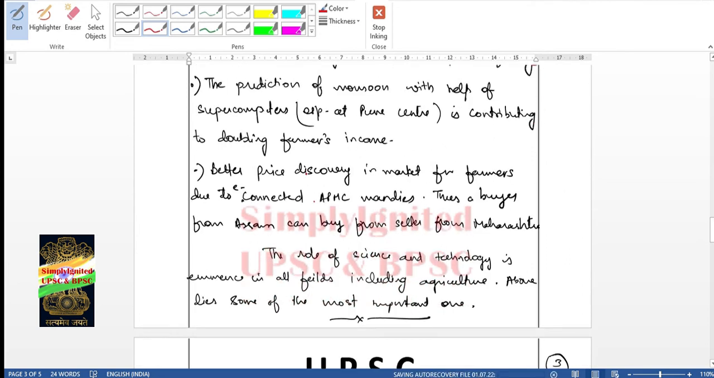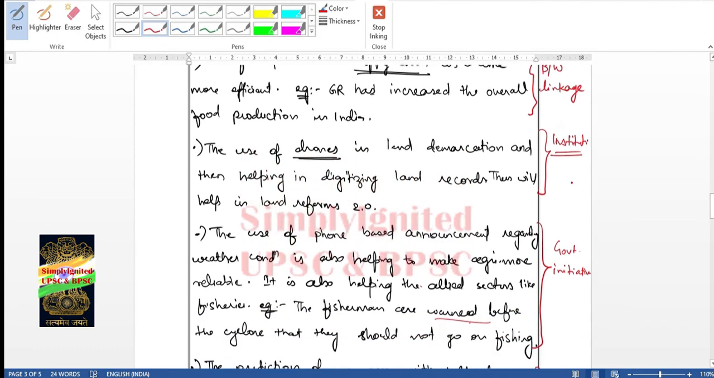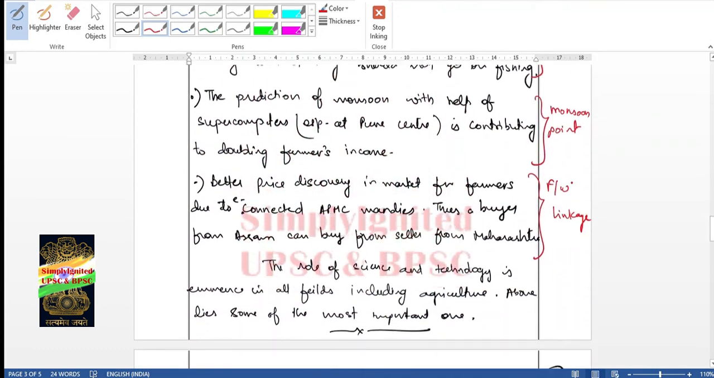And this is your monsoon, which is one of the very important parts of agriculture. So 1 point has to be the monsoon point. This is the monsoon point, and this is the forward linkage point, because it is talking about the market. So you see, I have actually covered a very vast amount of things. In these 5 points, I have covered the entire supply chain of agriculture.